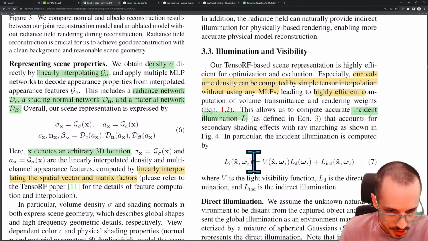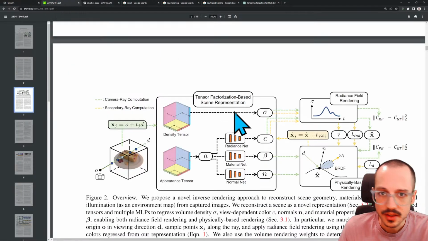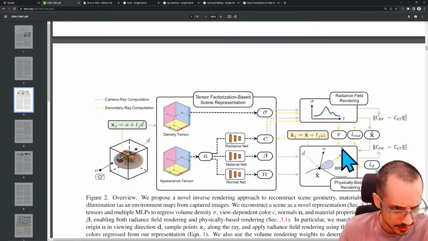And then this incident illumination, which is a function of the surface point and the lighting direction, is composed of two different parts here. You have L_d, which is the direct illumination, which is just a function of the lighting direction, omega_i. V, which is the light visibility function. I don't really know what that means, but I think it's the V here.